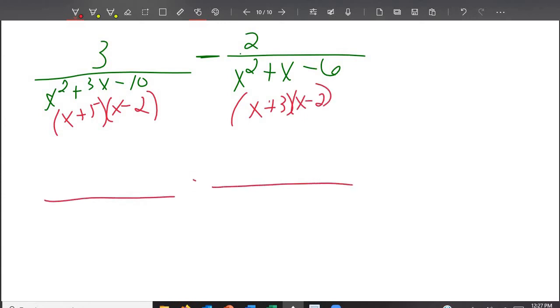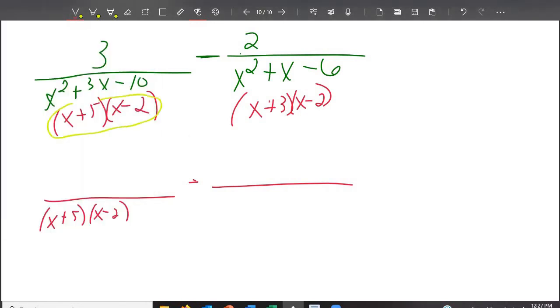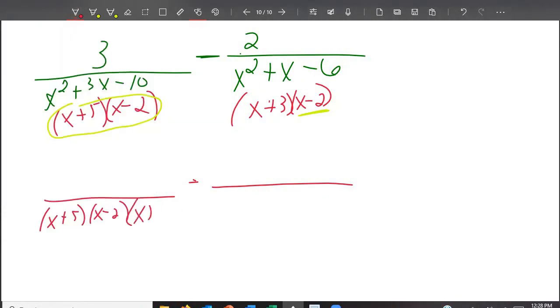Now, the common denominator has to have the x plus 5 and the x minus 2 because that's the original. Then we come to the second fraction. Anything they're not sharing, we have to put in the denominator. Well, notice they're sharing an x minus 2. They're not sharing the x plus 3, so we've got to put the x plus 3. So that's my new denominator.